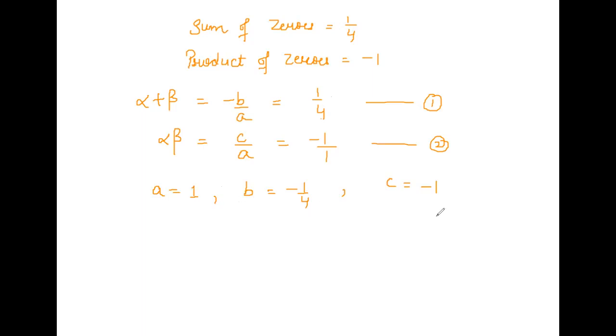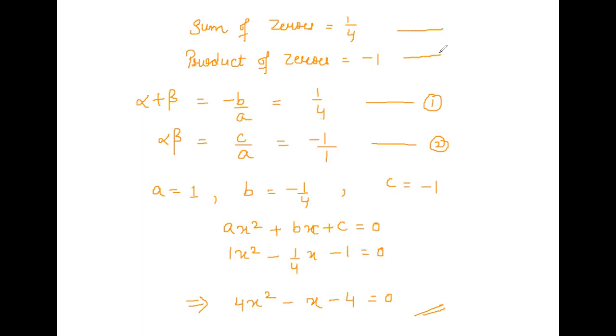And now we are going to put these values in the standard form of the quadratic equation, that was ax² + bx + c = 0, where the value of a is 1 x², b was minus 1 upon 4 x, and c was equal to minus 1, so it will be minus 1 is equal to 0. So after solving this in the standard form, we'll get 4x² - x - 4 = 0. So this will be our equation when we find it using the given sum of zeros and product of zeros. So hope you all understand. Thank you.